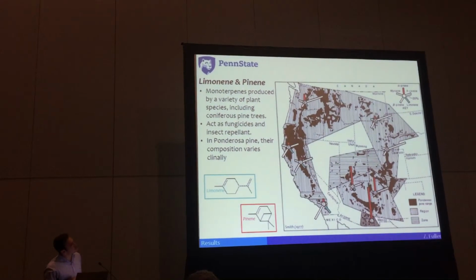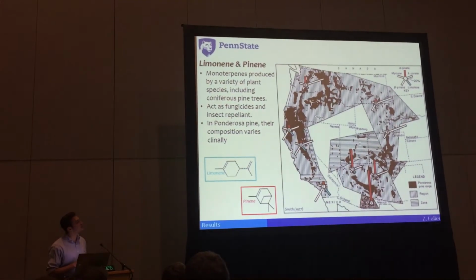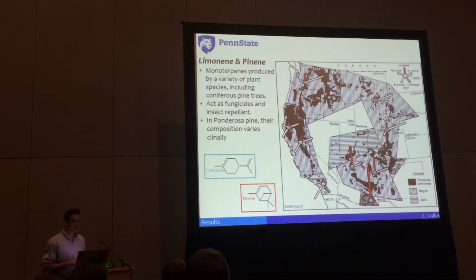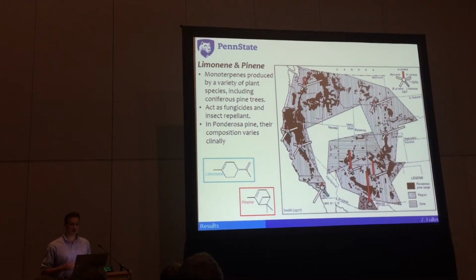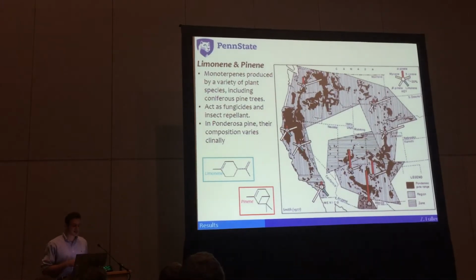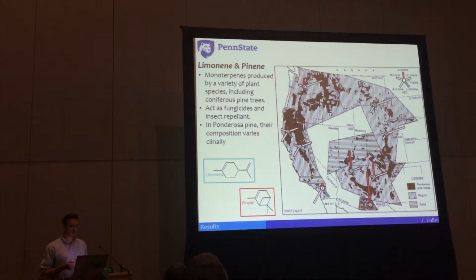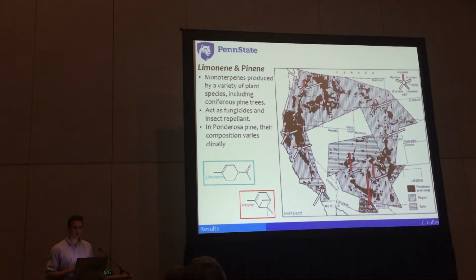But what made this result particularly intriguing is that in the 1970s, there was work that showed that the composition of these two chemicals varied clinally along the American Southwest. These are indicated in the red and green bars here. So you can see there's substantial variation in the same region that overlaps the species range of Pseudoobscura and the clinal distribution of these arrangements.